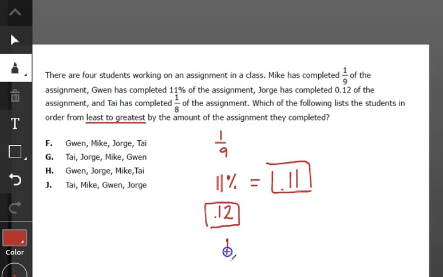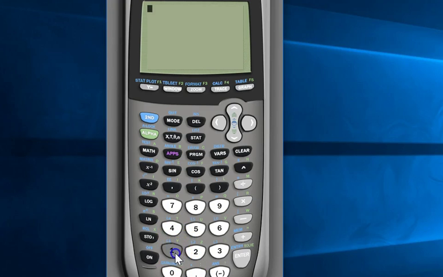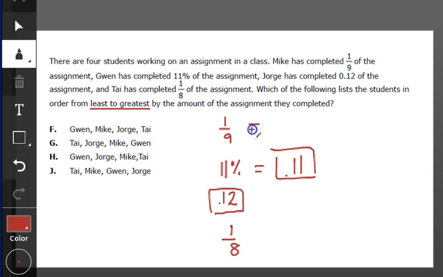And then the 1/8. So we're going to go over to our calculator and do that division of the 1/9 and the 1/8. So we just do 1 divided by 9 and 1 divided by 8. So it looks like we have 0.1 repeating and 0.125. Back over to our question. This was 0.111 repeating, right? And the 1/8 was the 0.125.